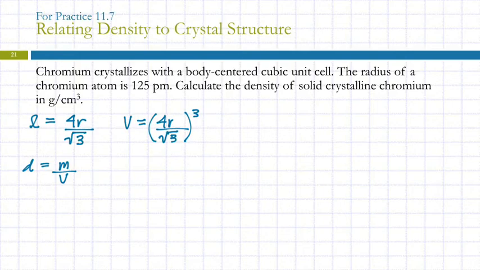How do we calculate the mass of it? How many atoms are in a body-centered cubic unit cell? 2. Could we find the mass of 2 chromium atoms? Sure we could. So we need 2 atoms. It's chromium, right?